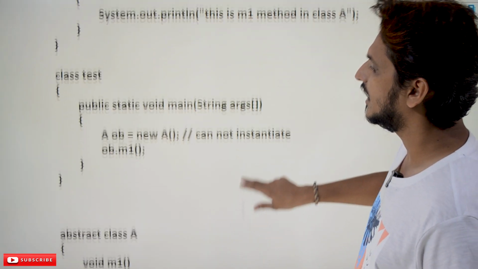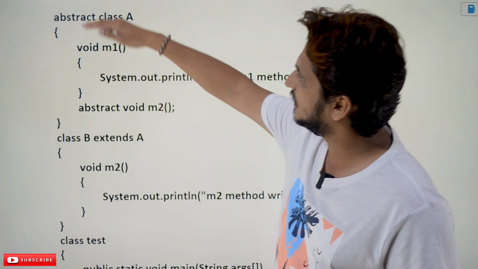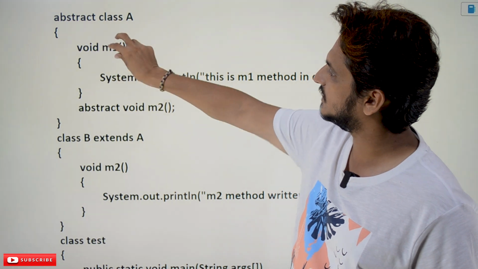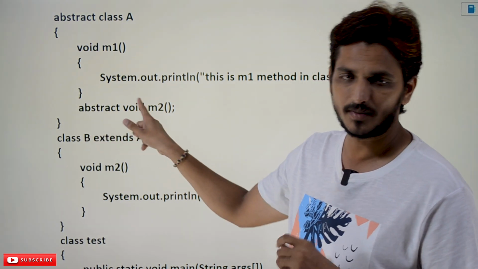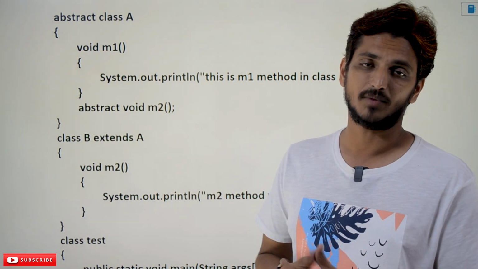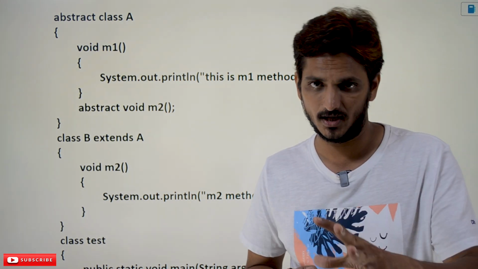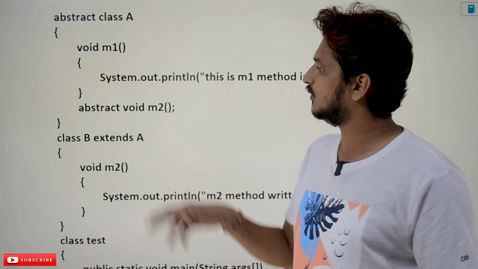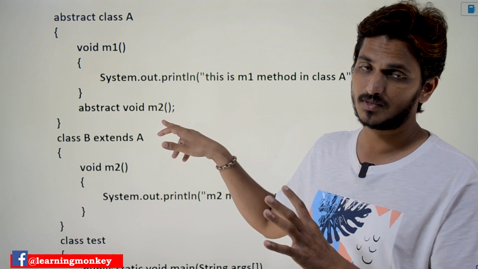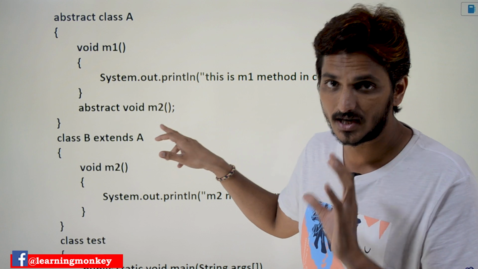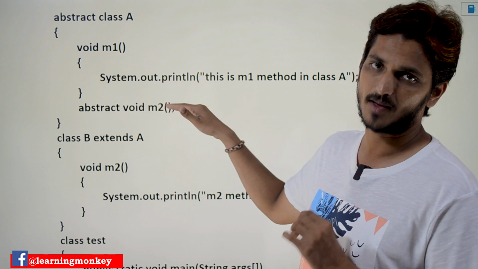Now try to understand what an abstract method means. In this class A we have two methods. M1 is one method, M2 is another method. If you write the keyword abstract before a method, then we call it an abstract method. For abstract methods, we are not going to define the body, which means the logic is not defined. We will define only the signature for the abstract method.